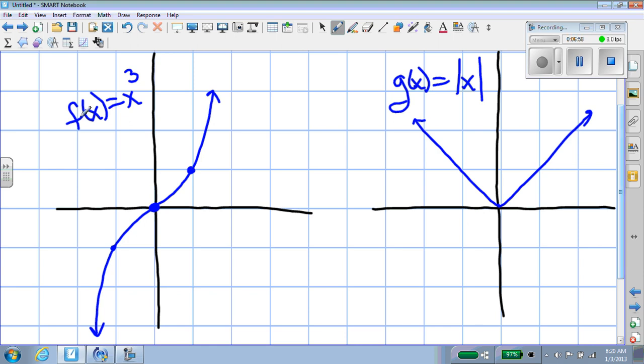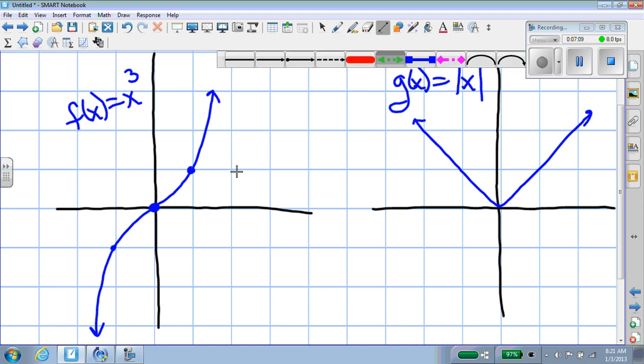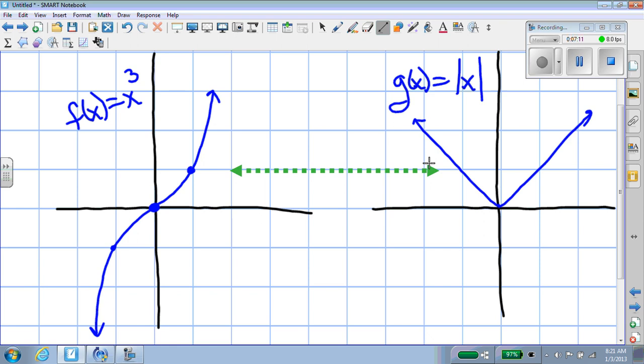So obviously f of x equals x cubed is a function. It passes the vertical line test, but it would also pass a horizontal line test. I'll put a horizontal line out here. Which means that if I switched all the x's and y's, the inverse will be a function.